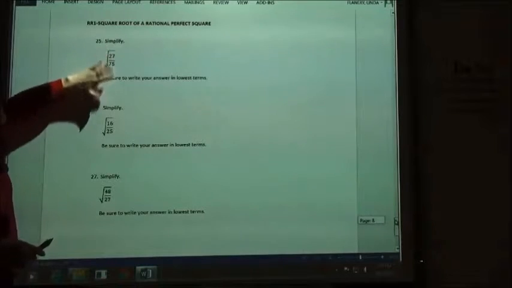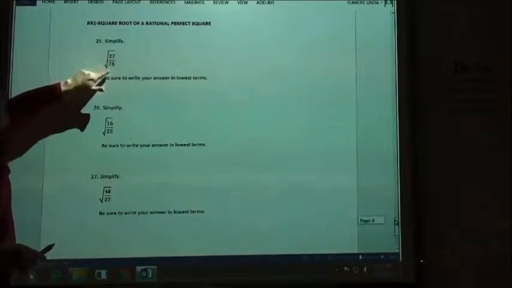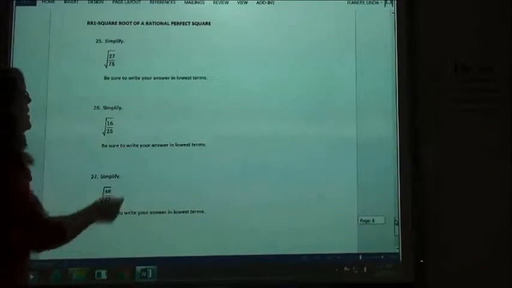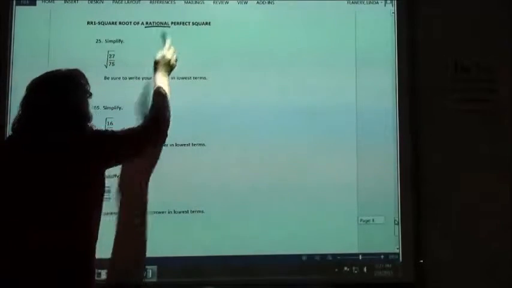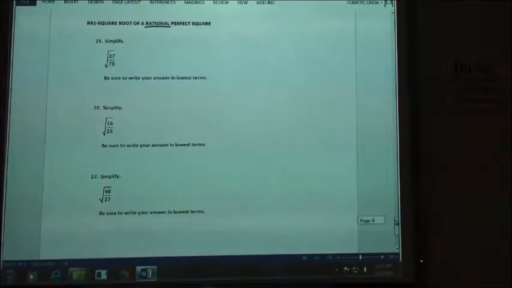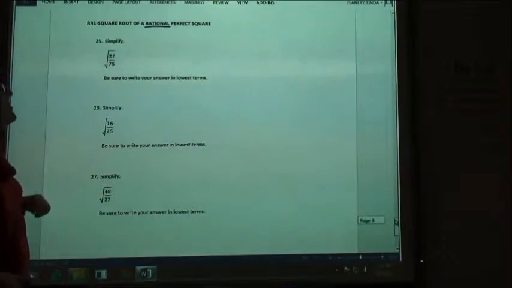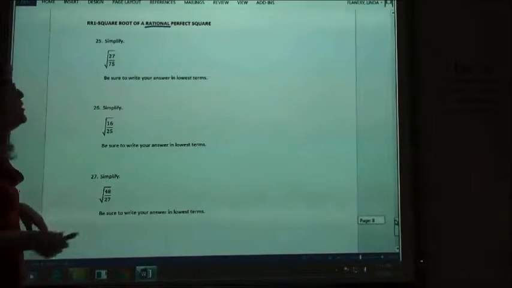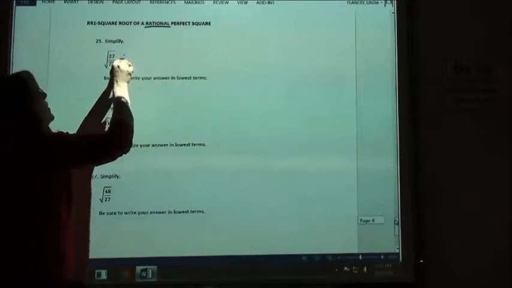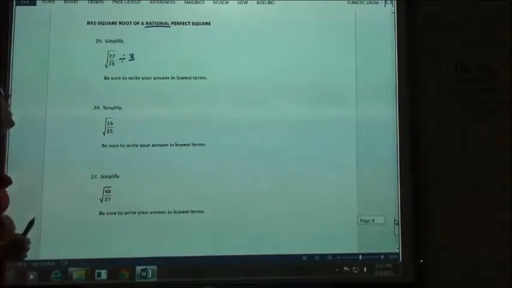I want to simplify a radical expression that has a fraction under it. Anytime they use the word rational, tells me I'm going to have a fraction in my problem. So, I can't take the square root of 27 or the square root of 75. First thing I need to do is simplify my fraction. In this case, both of those are divisible by 3.